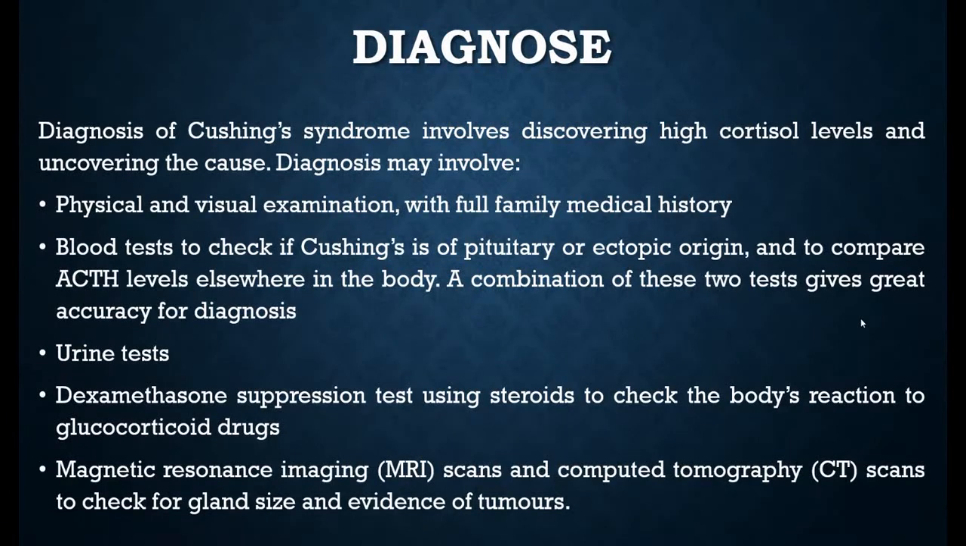The diagnosis can be made according to the cortisol level. Physical and visual examination is the first source. Then, according to the hormones, there may be different checks through lab tests, urine tests, and some MRIs and CT scans to check the size or evidence of any tumors.